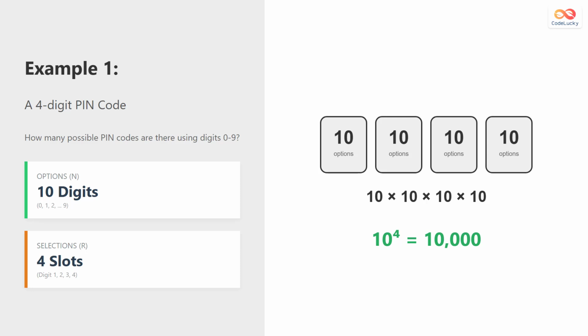Let's apply this to a real-world example, a 4-digit PIN code. Here our options n are the 10 digits from 0 to 9. We have 4 slots to fill, so r is 4. The calculation is 10 times 10 times 10 times 10, which is 10 to the power of 4, giving us 10,000 possible codes.